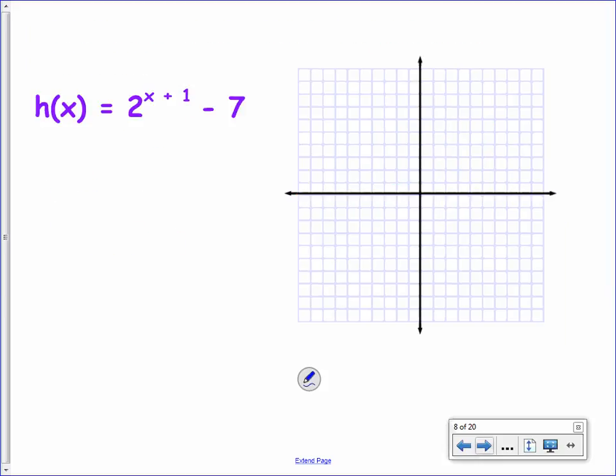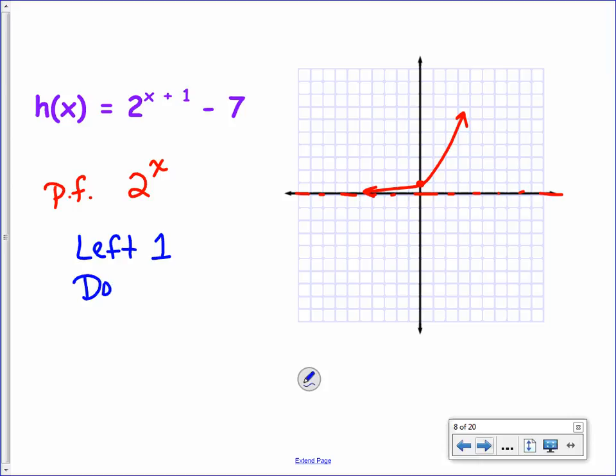All right, let's look at another example. Here we have 2 to the x plus 1 minus 7. So again, the parent function is 2 to the x power, which is an exponential growth graph with an HA at 0. And then the transformations this time: the plus 1 is going to shift the graph left 1, and the minus 7 is going to shift the graph down 7.